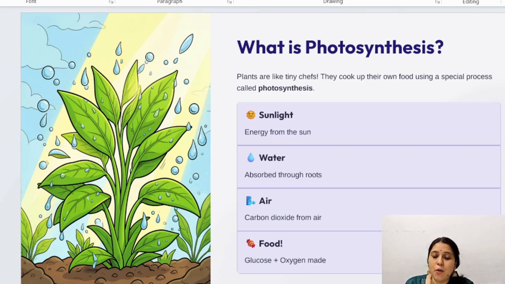Remember, children, plants need four important things: sunlight, water, carbon dioxide from air, and chlorophyll, a green color pigment present in the leaves. And after cooking, what do plants make? They make glucose, which is food, and oxygen for us, for all living things. So basically, plants are cooking for themselves and giving us free oxygen, that is fresh air.